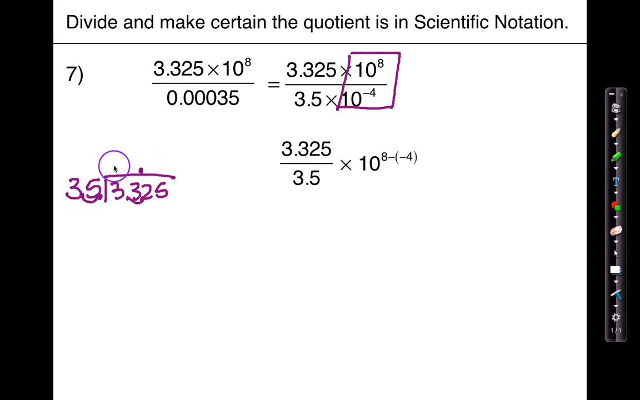Here, 35 goes into 3. Nope. Can 35 go into 33? Nope. Can 35 go into 332? Absolutely. Now here's where things are slightly different. When you're estimating, normally when it's 5 or more, you're going to round it up. But in this case, because it's 35, I'm actually going to ask you to round it down. And let me explain why in the case of division.